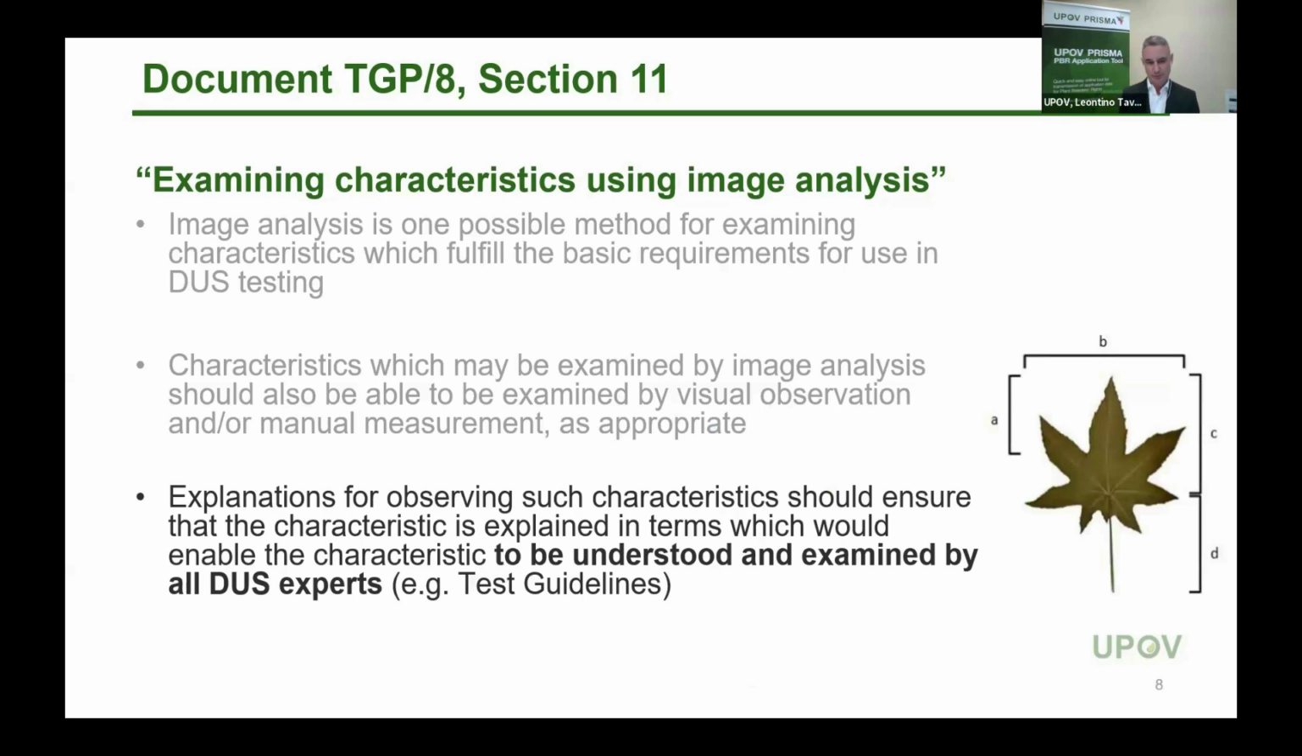For harmonization purposes, whenever a characteristic is proposed for DUS examination, it should be clearly explained. And this is the case, for example, when the characteristic is included in the UPOV test guidelines, so that the explanations would enable the characteristic to be clearly understood by all DUS examiners.